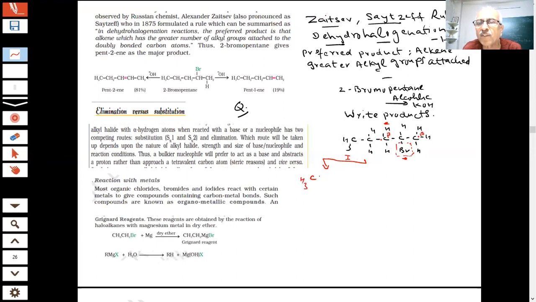You are getting CH3, CH2, then here this HBr is gone. You have a double bond, students. Here you have H and CH3. Is it right? What is the IUPAC name of this compound, students? Every time IUPAC names are important.